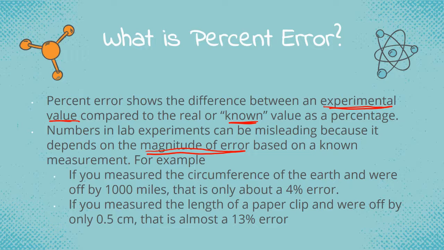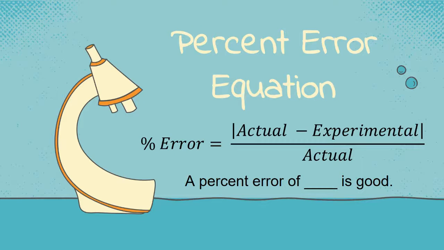And so let's talk a little bit about the percent error equation. Our percent error equation is the absolute value. Remember, that's what these brackets represent. The absolute value, which means it's always positive, of the actual value minus the experimental value, meaning the value you determined, divided by the actual value.